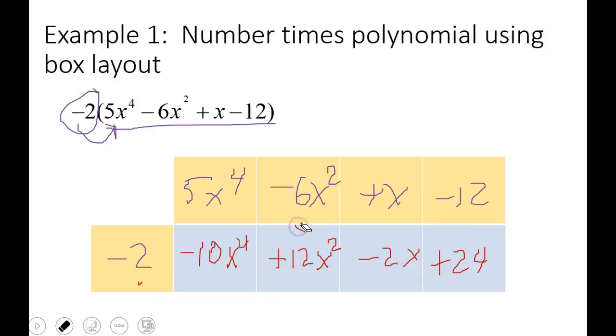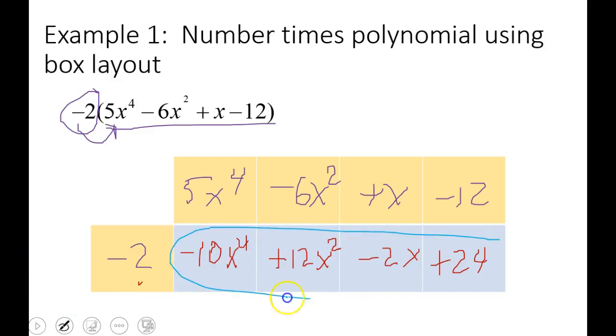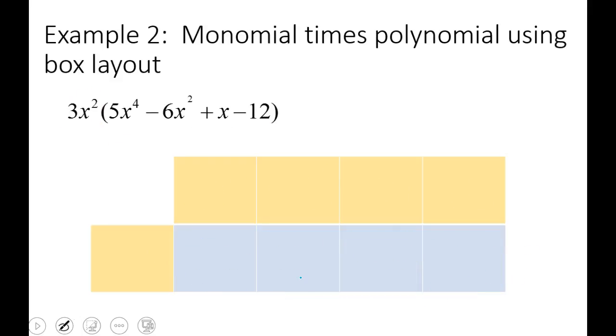Let's try to erase a couple things, make this clearer. So my answer is right here. And that should be the same as I had on the last slide. And as you can see, every sign is changed from what it was in the polynomial in the parentheses. Now this works very well when your problems get more complicated.